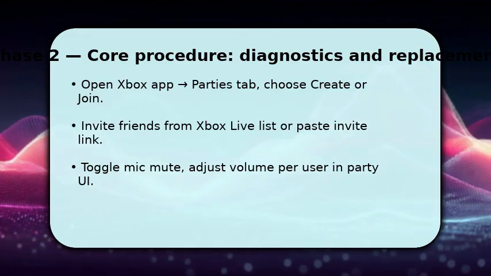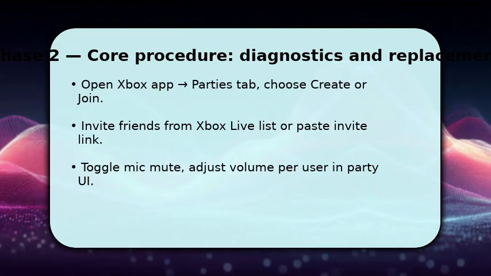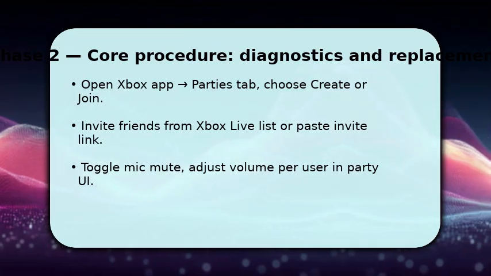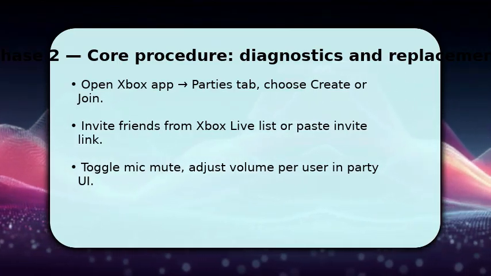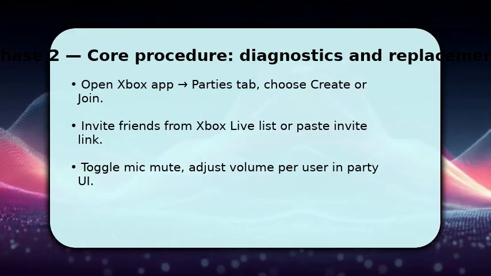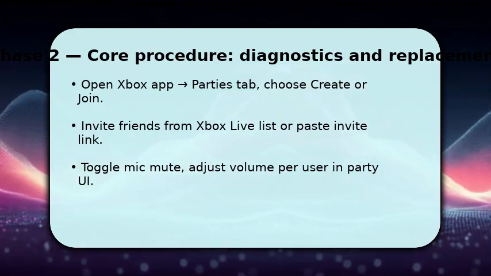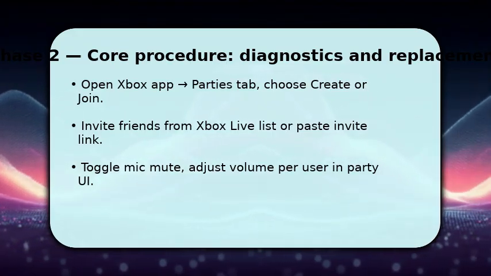Once everyone joins, use the party UI to mute mic, adjust individual volumes, and pick spatial audio if supported. These controls improve clarity and keep background noise down while you coordinate gameplay and strategy.